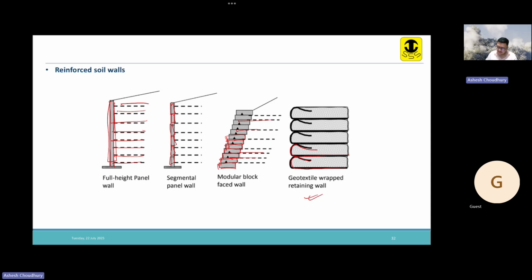So we will see the design of this. We will solve some problems in the next class. We will be dealing with the geotextile wraparound retaining wall, a very interesting, very nice problem. We will solve it tomorrow in tomorrow's class.